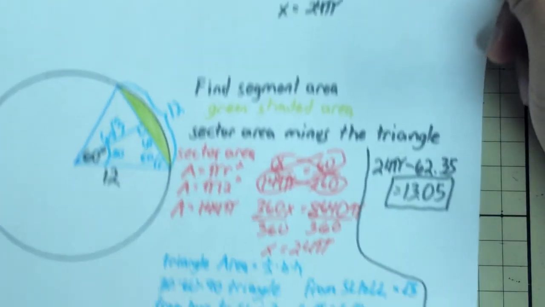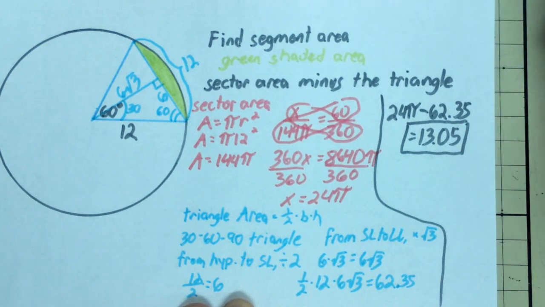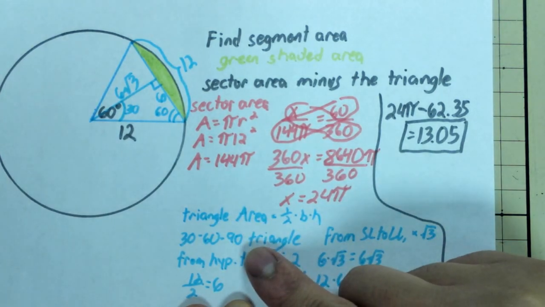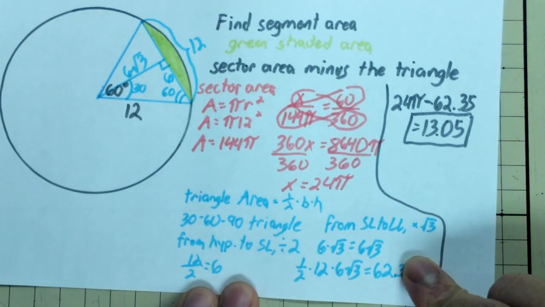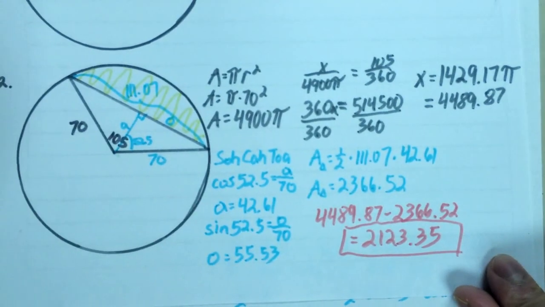And we can also cover segment area, which is a bit more involved because segment area requires us to solve for triangles. And when we're solving for triangles, we can either use special triangles, 30-60-90, to find those parts, or what always works, SOHCAHTOA, to find those parts.